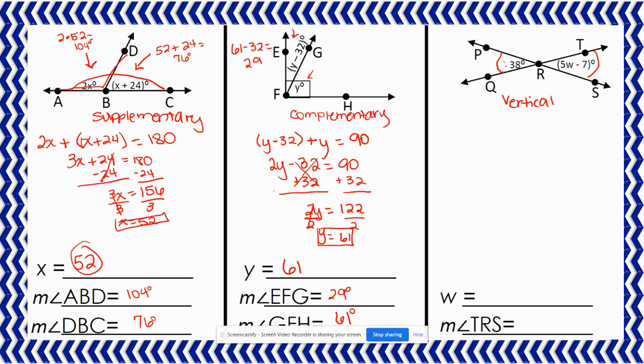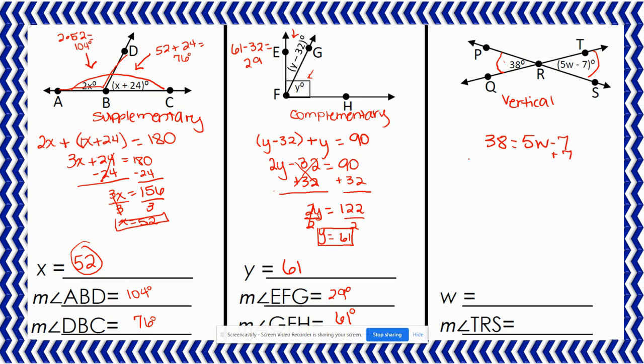So because this angle equals 38 degrees, I know this angle also equals 38 degrees. To figure out what W equals, all I would do is make an equation that says that. Because I know that this angle is equal to this angle, I will write that as an equation where 38 is equal to 5W minus 7. And then I'll solve like normal.